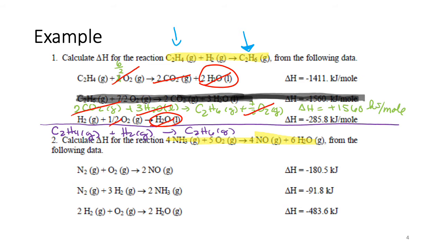So now that I managed to match my equation that's highlighted in yellow, I go ahead and put all of those numbers in my calculator. Negative 1411 plus 1560 plus negative 285.8. After you do this, the delta H for this reaction is going to be negative 136.8 kilojoules per mole. Okay, so that is how you approach this problem.